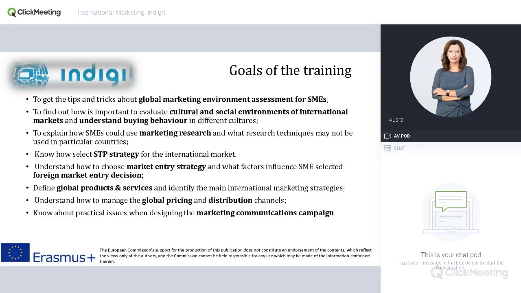The main goals of the webinar are to get tips and tricks about global marketing environment assessment for SMEs, to find out how important it is to evaluate cultural and social environments of international markets and understand buying behavior in different cultures, to explain how SMEs could use marketing research and what research techniques may not be used in particular countries. Now, how to select an STP strategy for an international market, understand how to choose a market entry strategy and what factors influence an SME's selected foreign market entry decision.